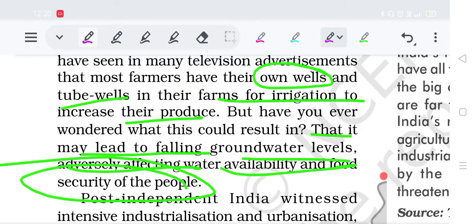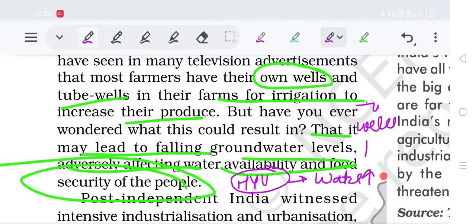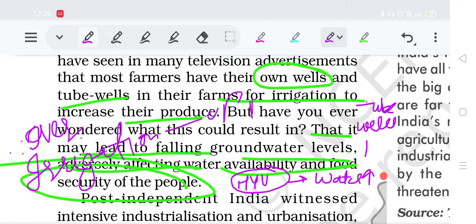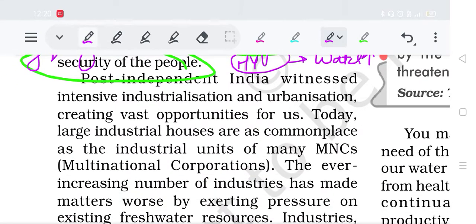So see, we have HYV seeds, right? But they need more water. To meet the need for water, farmers have tube wells. These tube wells are taking a lot of water, which is leading to over-irrigation. This is the main point in the states of UP, Punjab and Haryana. We are overexploiting and over-irrigating our fields.